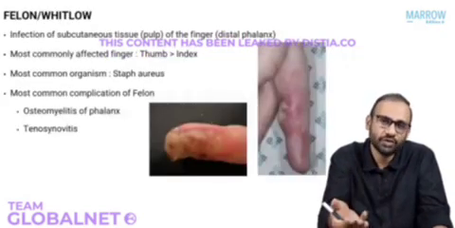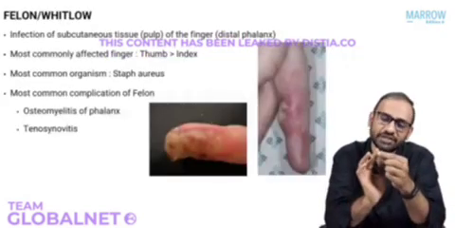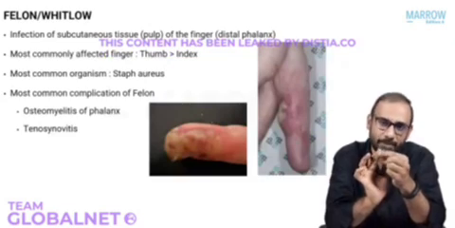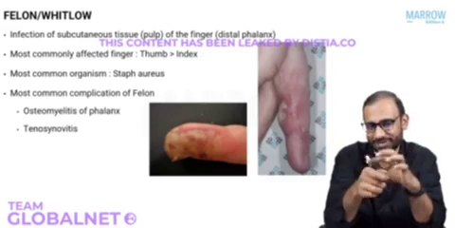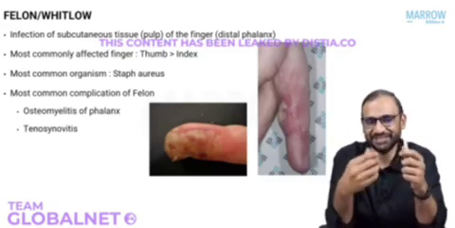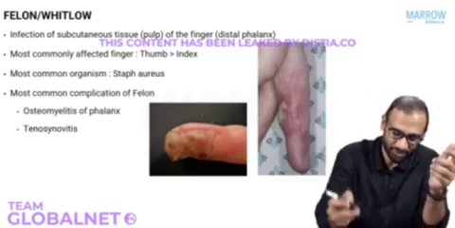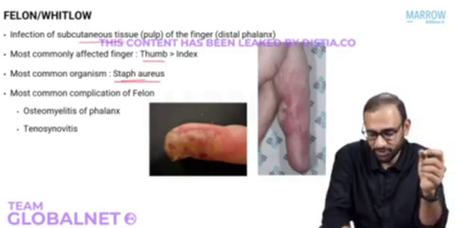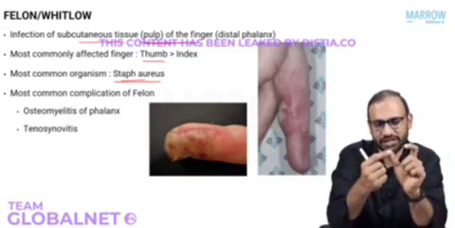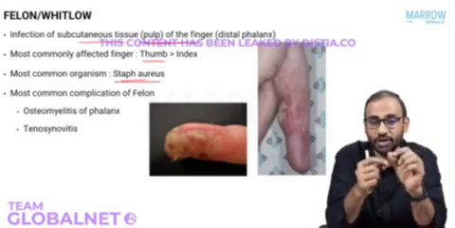What is Felon or Whitlow? Felon or Whitlow is basically infection of the pulp. Infection of the pulp or the subcutaneous tissue. Right. The most commonly affected finger is the thumb because you put your thumb everywhere. Right. What is the most common organism? Staphylococcus aureus. So Staphylococcus aureus, thumb, and it's the infection of the subcutaneous tissue of the pulp of the finger. Right. Mostly distal.